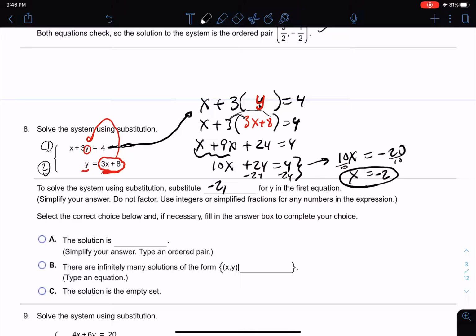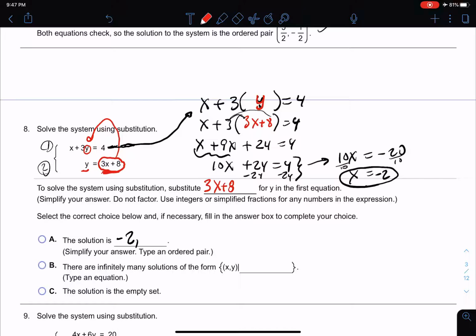To solve the system, use substitution. Oh, they're not asking for the answer there. They're asking for the answer goes right here. So this one's negative 2. They asked to solve the system using substitution, substitute what in for y? And the easiest one to do would be this guy. Substitute 3x plus 8 for y. Now, technically, you could have solved for x or y on equation 1, and that could also work for you. But that's probably the easiest one to use because it's already solved for y.